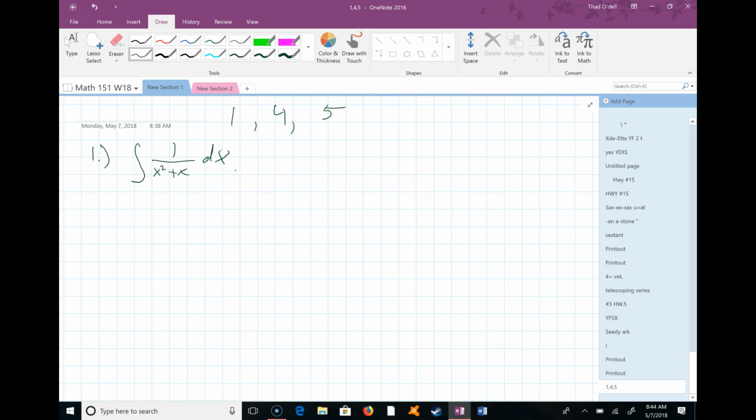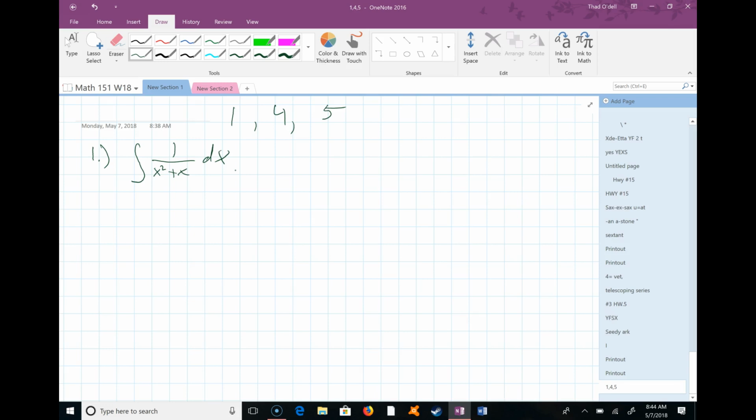First of all, you want to look and see if the bottom is factorable. If the bottom's not factorable, then you can't use partial fraction decomposition. It's got to be factorable. Is the bottom factorable? Yeah, you can pull out an x, can't you?